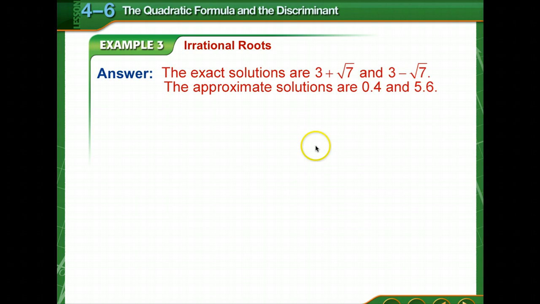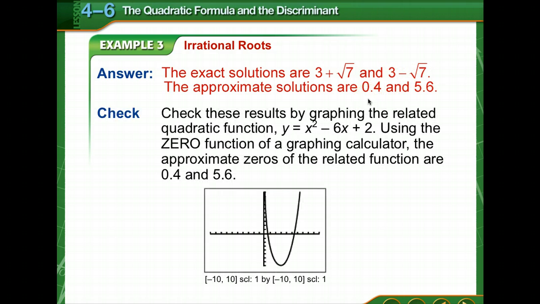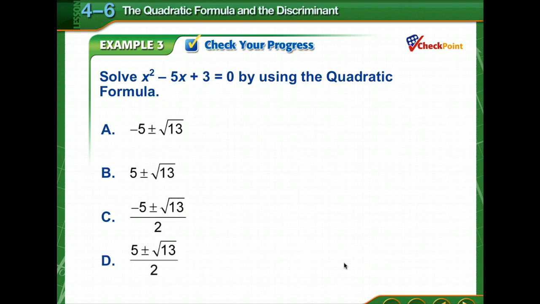So we can divide the 6 by 2 and the 2 by 2. So 3 plus square root of 7 and 3 minus the square root of 7. We can approximate the solutions by finding out what the square root of 7 is by putting it in your calculator, and then adding 3 to it or subtracting it from 3. Notice that we have 2 zeros. They're approximated at 0.4 and 5.6. Time to check your progress.